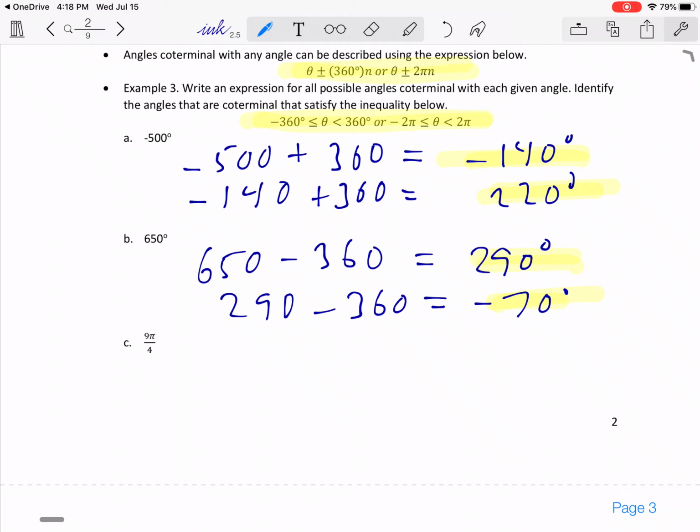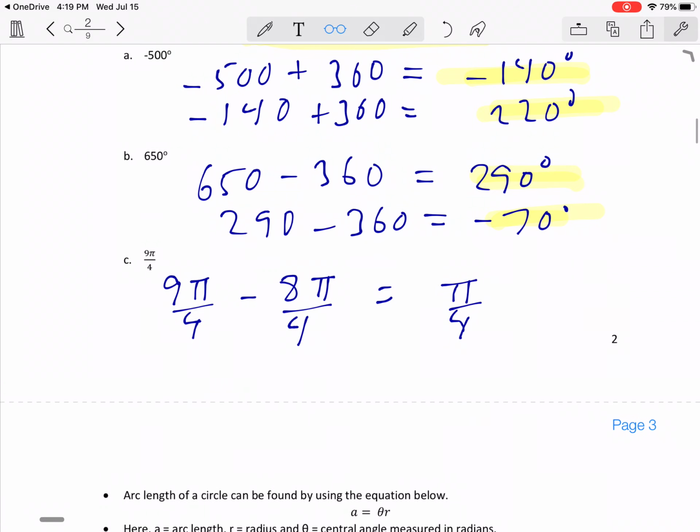And then if it's in terms of pi, so here we can go, so 9 over 4, that's more than 2, so that's outside of the range. So what we'll do is we'll go 9 pi over 4 minus 8 pi over 4, so that's just 2 pi, which equals pi over 4. And then we've got pi over 4 minus 8 pi over 4, which equals negative 7 pi over 4. Okay, and so these would be your two answers.